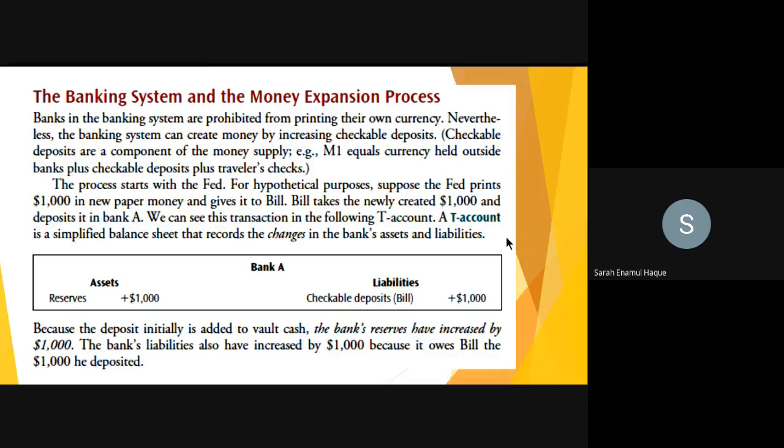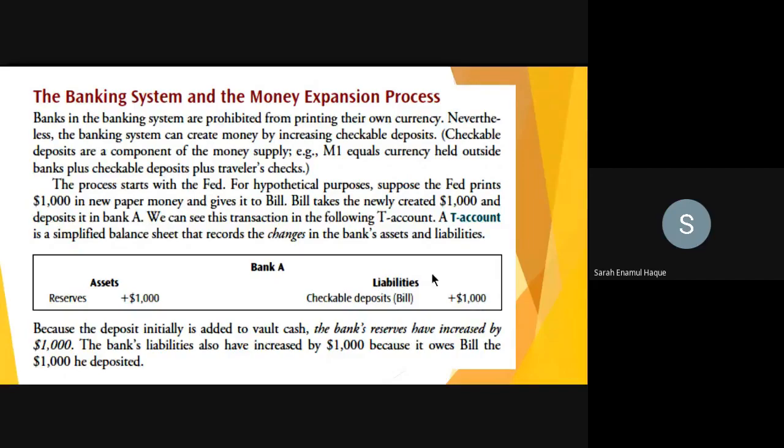Because Bill has deposited this $1,000 into bank A, let's see what change will happen. First, look at the assets part. In assets, the reserves will increase by $1,000. At the same time, liabilities, checkable deposits, will also increase by $1,000. So he has made an account here, right? That's why we call it checkable deposits, or current account, same thing. So in Bill's account, there is $1,000.